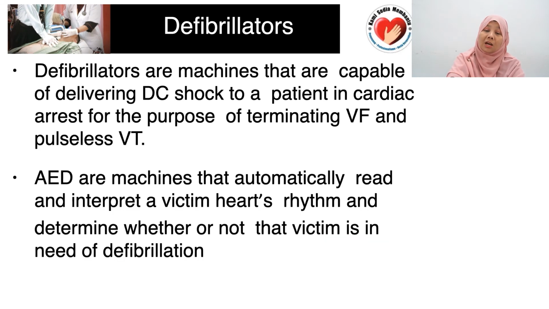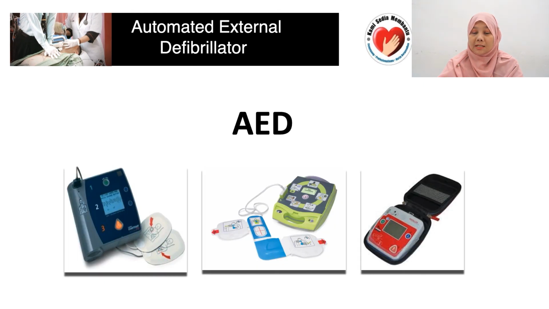The next would be on automated external defibrillators. Defibrillators are machines that are capable of delivering a DC shock to a patient in cardiac arrest for the purpose of terminating VF and pulseless VT. Automated external defibrillators are battery operated machines, and they automatically read and interpret a victim's heart rhythm and determine whether or not a victim is in need of defibrillation. These are examples of AEDs.